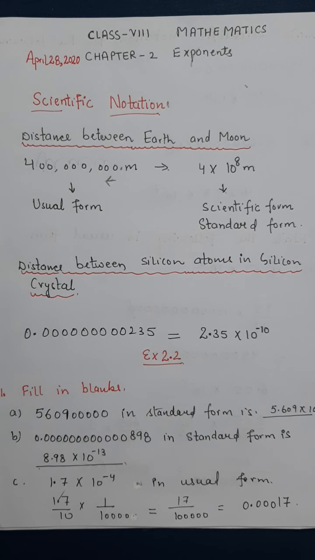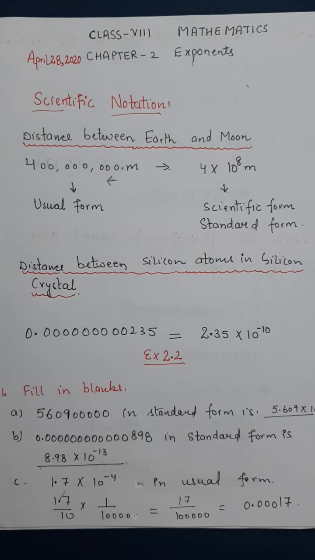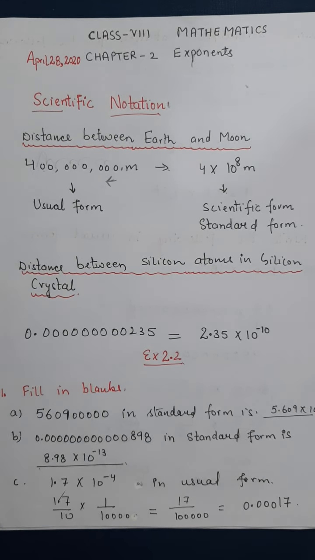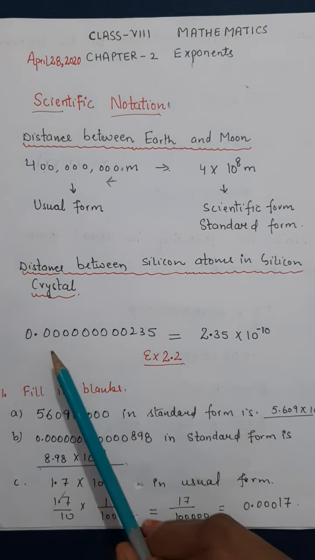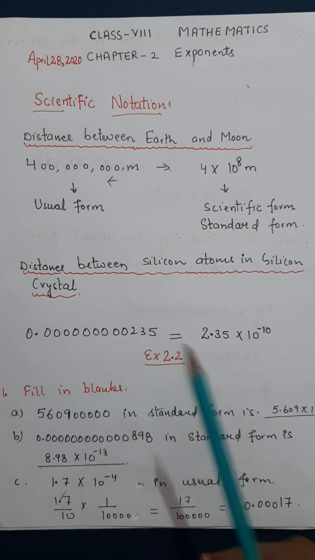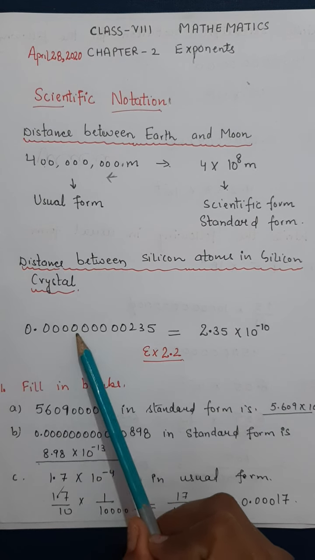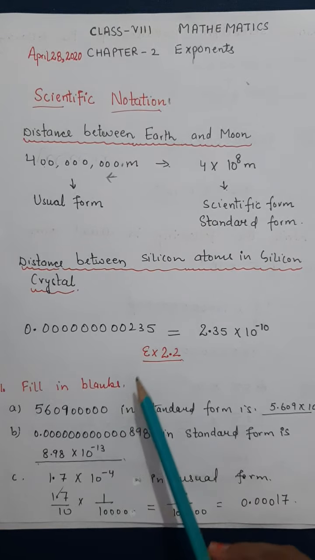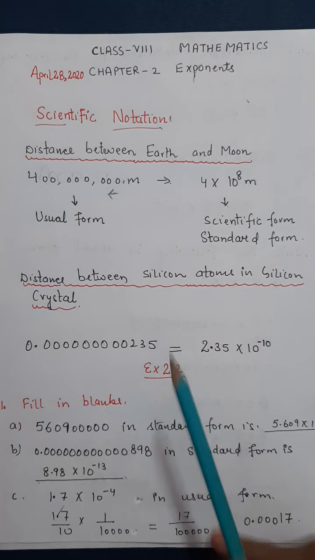Distance between silicon atoms in silicon crystal. It is given to be 0.0000 and so many 0. How many? 2, 4, 6, 8 and 9. 9 0 and 2, 3, 5.